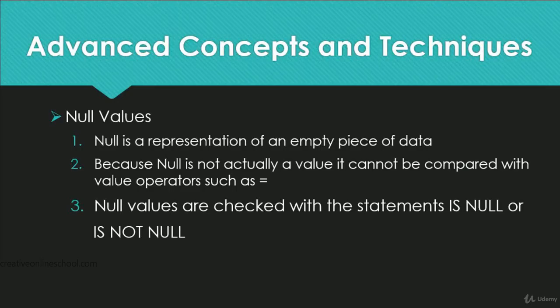Let's pop back over and talk about something we've seen a few times but never really went in depth on, and that's null values. Null is a representation of an empty piece of data. It means there's nothing there. However, because there's nothing there, null is not actually a value, and so it cannot be compared with a value operator such as equals. If you try to check if a column equals null, you're not going to get any results. However, because of this, null values have their own operators, and that is null or is not null. Let's see this really quick.